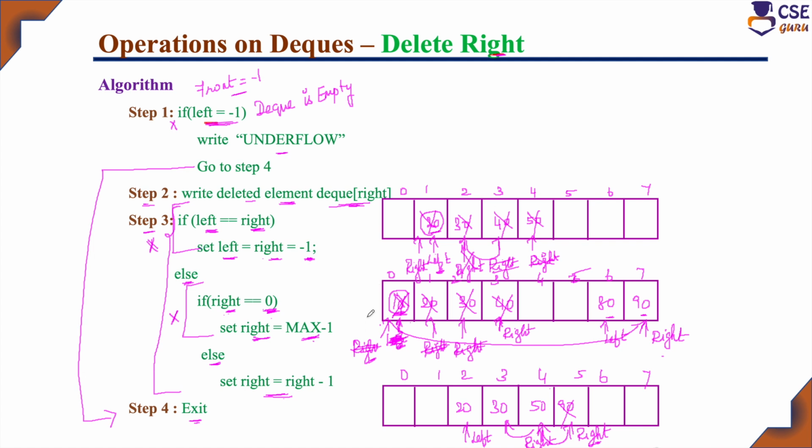So now all the 4 basic operations in the DQ data structure we have discussed with their algorithm and example: insert right, insert left, delete right and delete left. Next session we will move on to the C program to implement the DQ data structure basic operations.